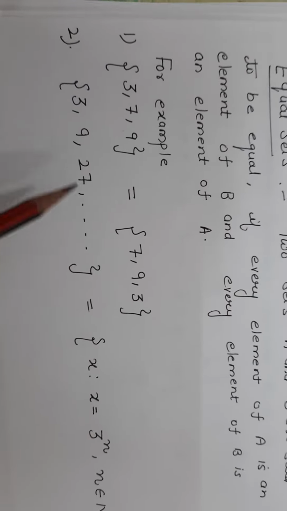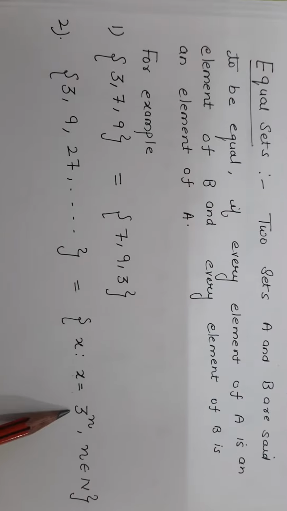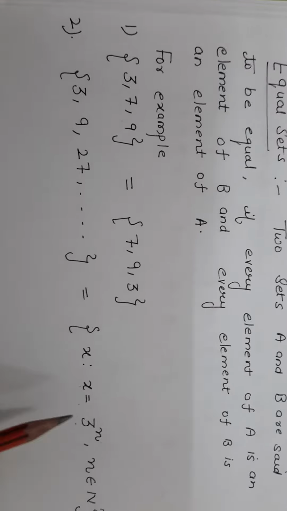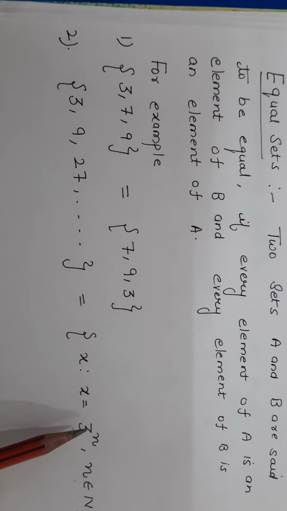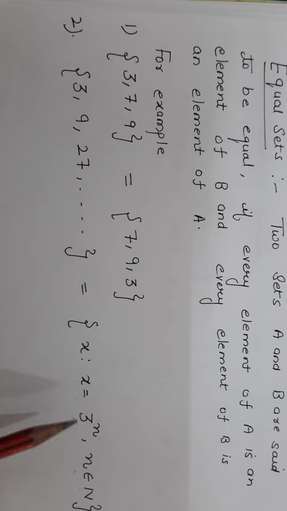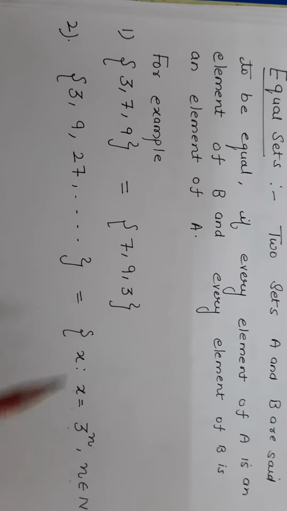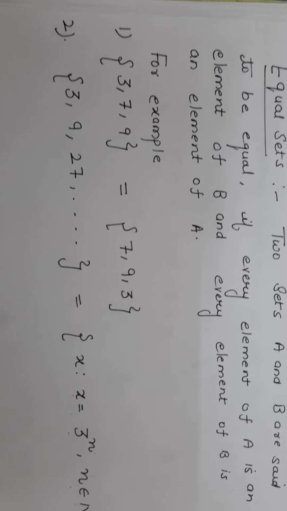Now {3, 9, 27} and the set of those x such that x is equal to 3 raised to the power n, n belongs to natural numbers. Now look here, n is a natural number, so we'll start from 1. So 3 raised to the power 1 is 3. Next we put n equal to 2: 3 raised to the power 2 is 9. Now n is 3: 3 raised to the power 3 is 27, and so on. So these two sets are equal.